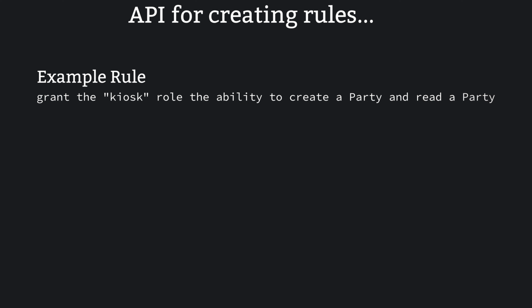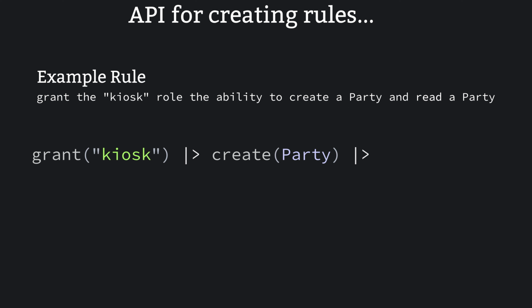Well, first, I'll say we should have a function named grant, which takes a role, so grant the role kiosk, and what's returned from this grant function call is a piece of authorization data, which we'll define in a moment here. Next, I'll pipe the result of grant to a create function, which represents the allowed action, and I'll pass in the resource the action is authorized on, such as the party. Lastly, I'll pipe the return value from the create function to a read function, which again represents the action to allow, and I'll pass in the resource this action is allowed on, which again will be the party.